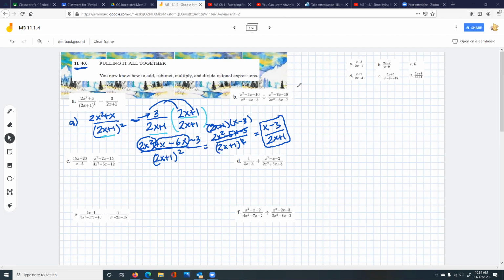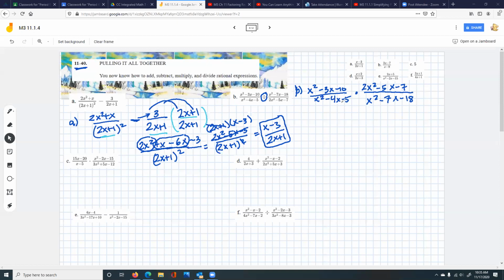I'm going to copy B over here. B is right here: x squared minus 3x minus 10 all over x squared minus 4x minus 5 divided by 2x squared minus 5x minus 7 over x squared minus 7x minus 18. I'm going to go ahead and change the divide, just to save a step, to multiplication, times, and then I'm going to flip this over. The denominator is now going to be x squared minus 7x minus 18.